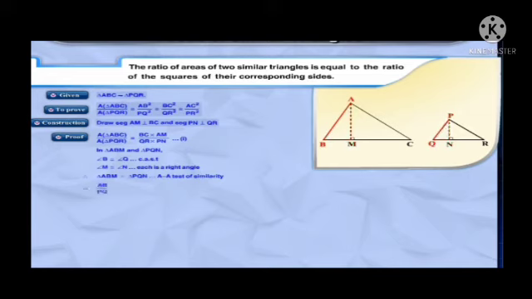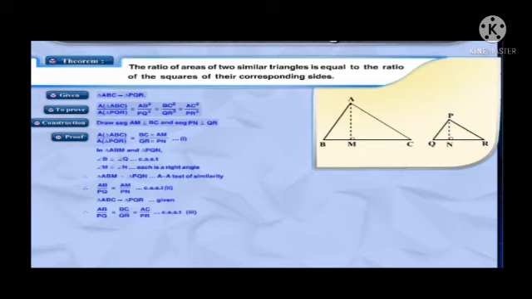Now let's write their corresponding sides. AB upon PQ is equal to AM upon PN. Let us consider this as 2. That is corresponding sides of similar triangles. Therefore, we know that triangle ABC is similar to triangle PQR, that is given. So, their corresponding sides are AB upon PQ is equal to BC upon QR is equal to AC upon PR. Let's consider this as 3. These are the corresponding sides.